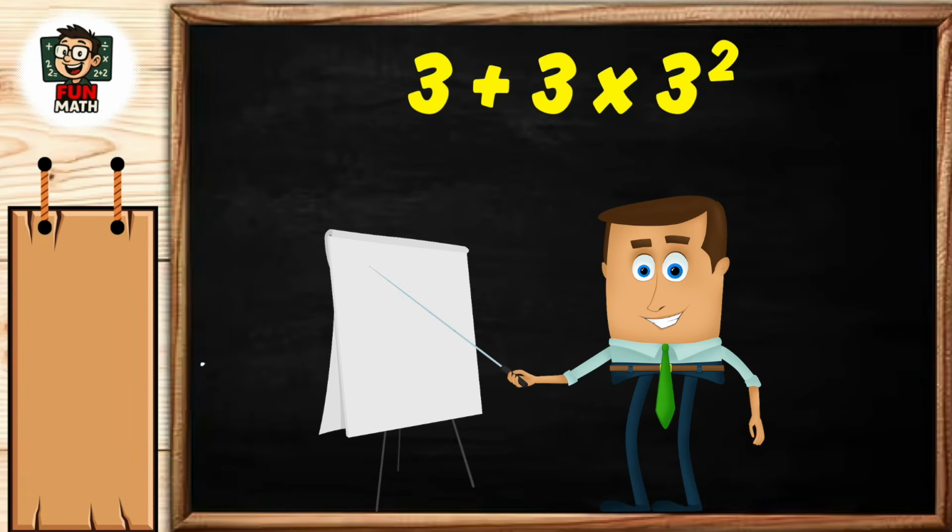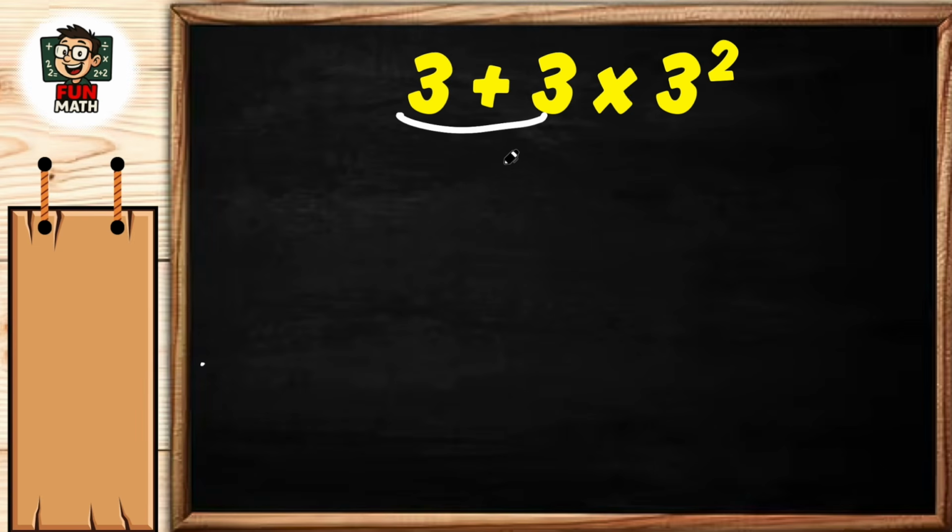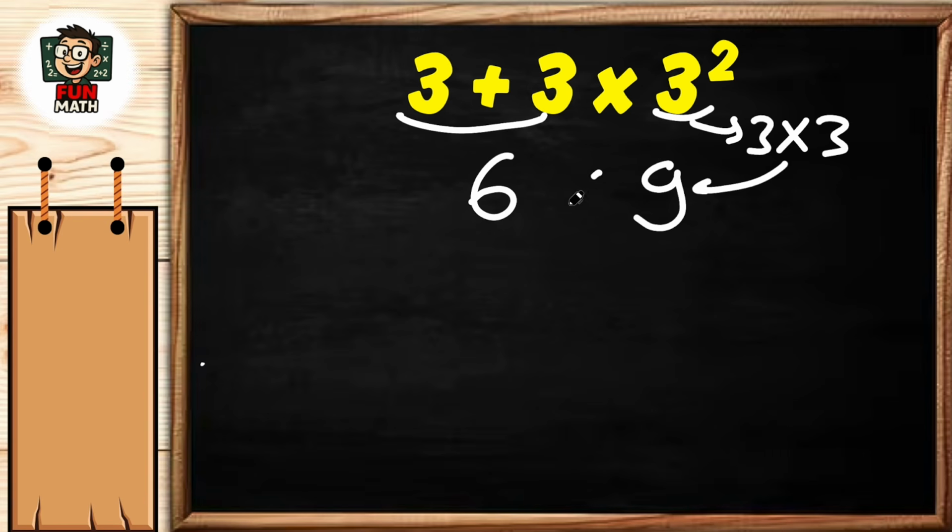Let's take a quick look at our question. 3 plus 3 equals 6. Exponent: 3 to the power of 2 equals 3 times 3. 3 times 3 equals 9. Now multiply 6 times 9 equals 54.